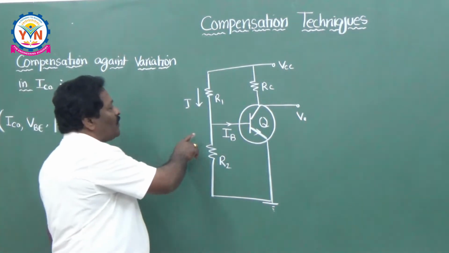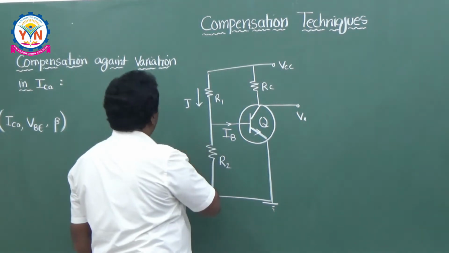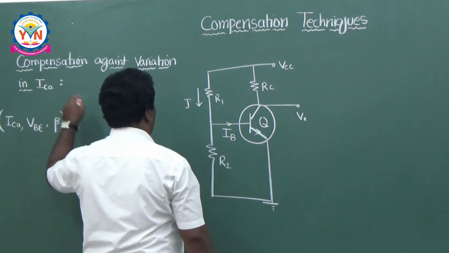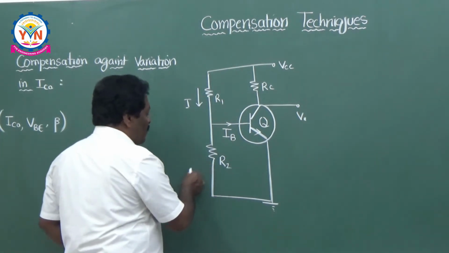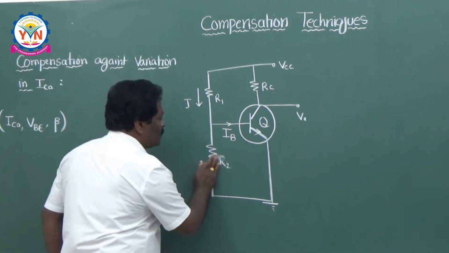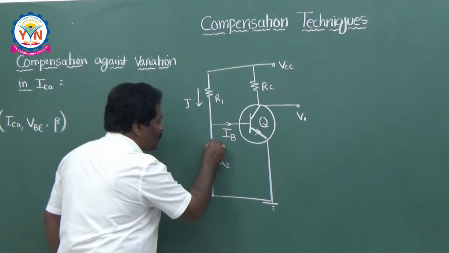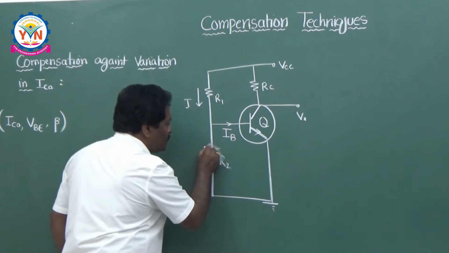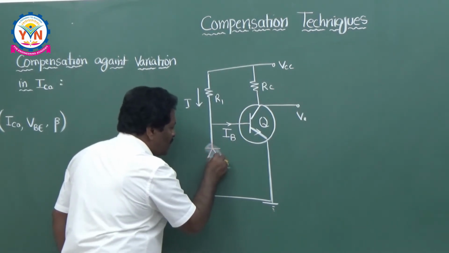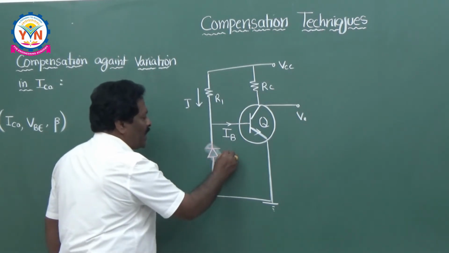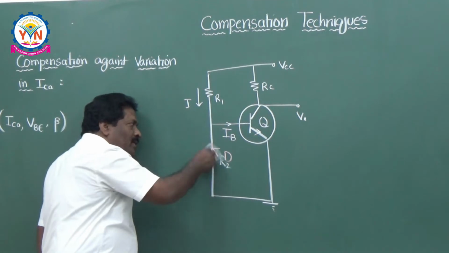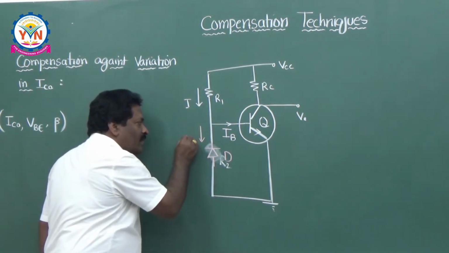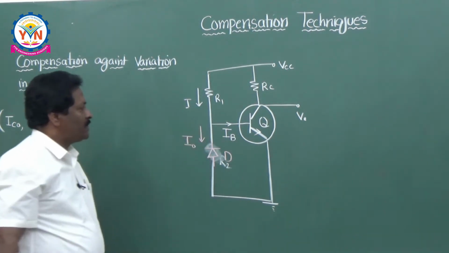Now, here the only one change is, I would like to compensate the variation in Ic naught using a diode. Now, let us take a diode in the place of R2. So, this is the diode which is in the reverse bias. So, I am taking a diode here. And the current through the reverse bias diode is I naught, reverse saturation current here, I naught.